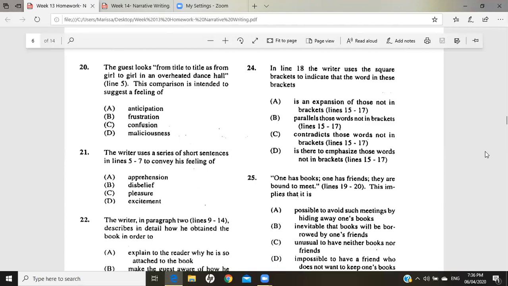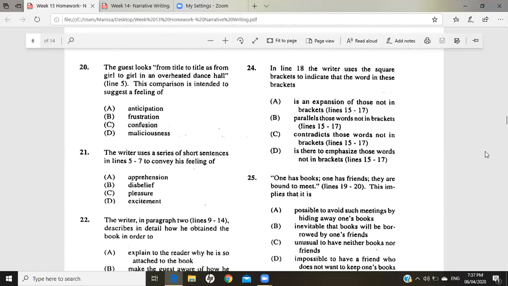Try again, Ravi. A, anticipation, because you know that when someone starts looking from title to title, you get a bit of anxiety because you know what's going to come. So the best answer was A, anticipation.